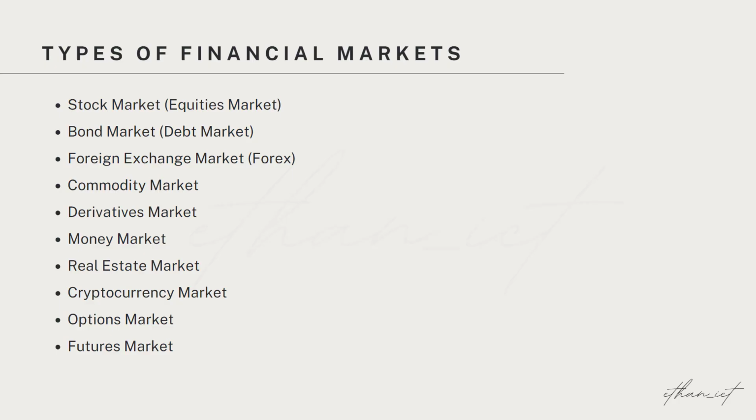Fifth is the derivatives market. This is a marketplace for financial instruments derived from an underlying asset, including options and futures contracts. Derivatives derive their value from the price movements of an underlying asset and in turn are used for hedging and speculation.